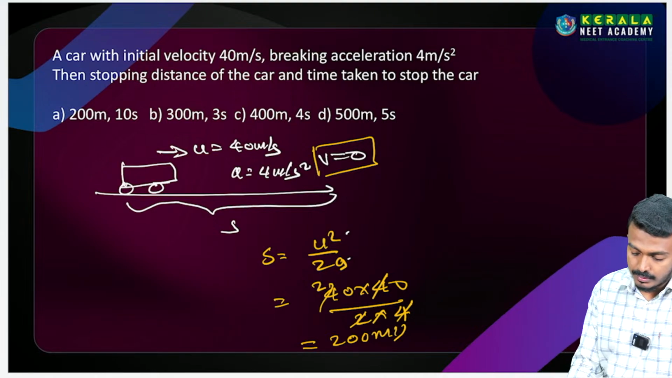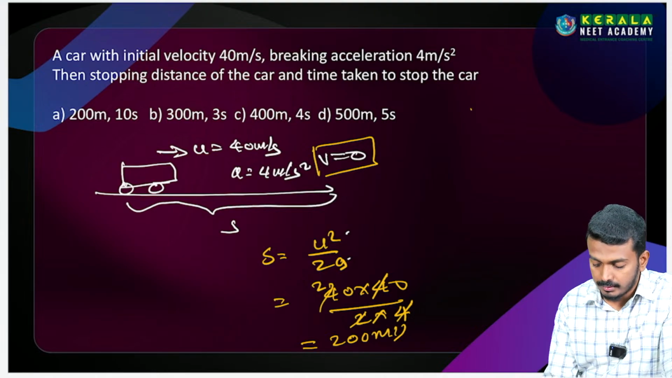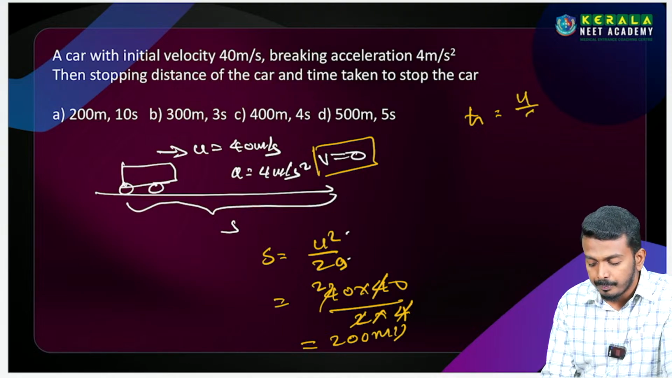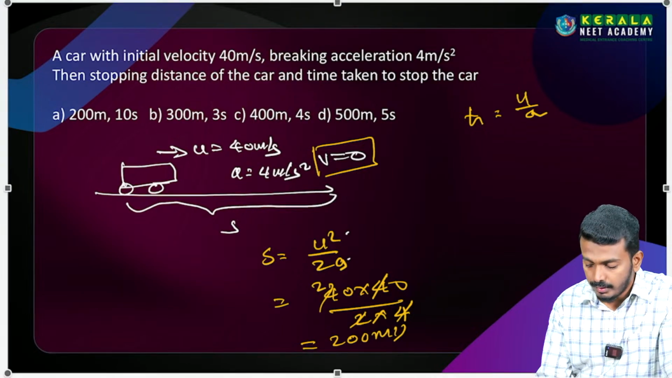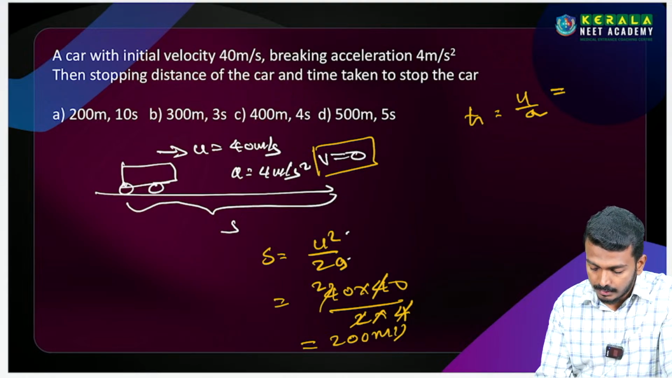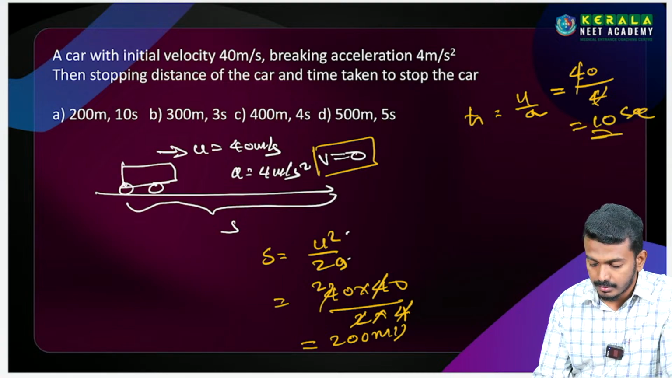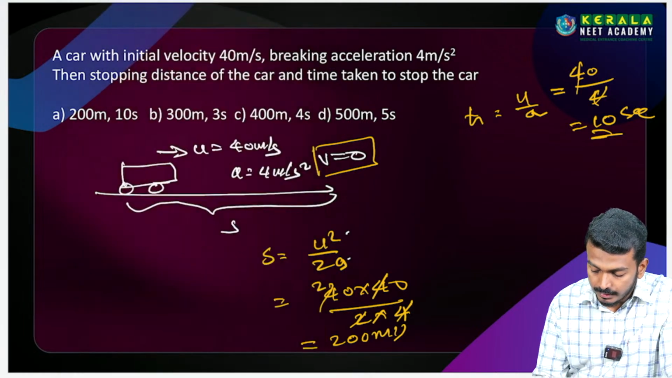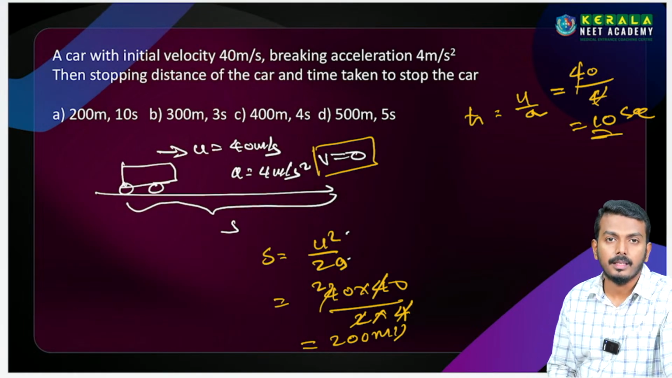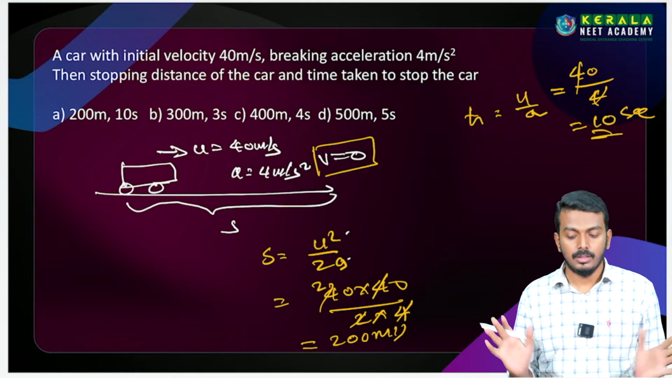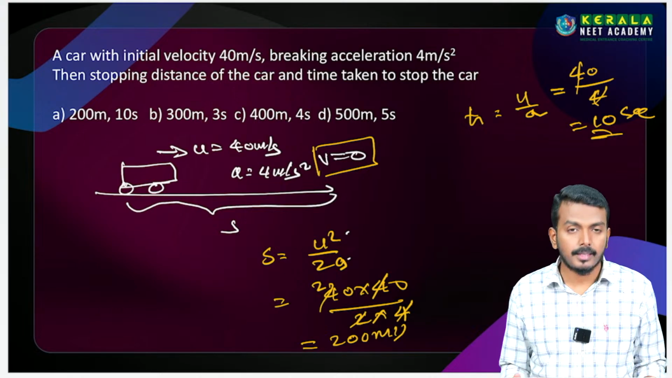Then what is the second question? Time taken to stop the car. If you know the initial velocity and acceleration, what formula? It is U by A. What is the initial velocity of the car? 40 meter per second divided by, what is the acceleration? 4. So 4 cancels. Then the answer is 10 seconds. So what is the option? 10 second comma 200 meter. Which option is correct? First option. It is the correct shortcut. When you use the shortcut, the answer will come. Ready?